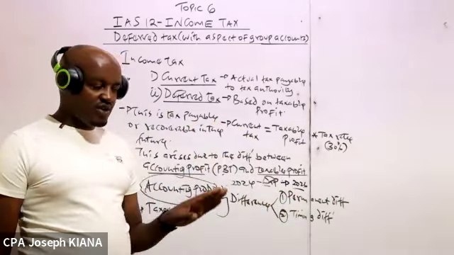In other terms, you can say it is the book value. It is the book value of an asset or liability, that is, the value at which an asset or liability will be recorded in the statement of financial position.